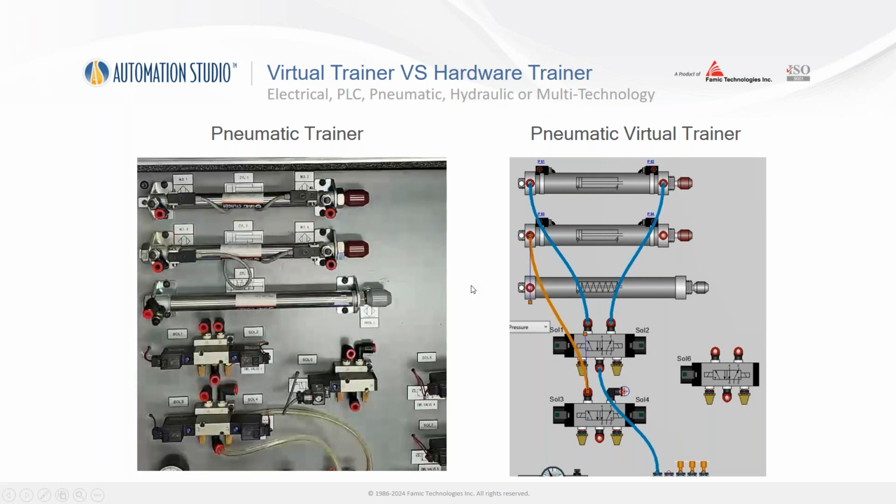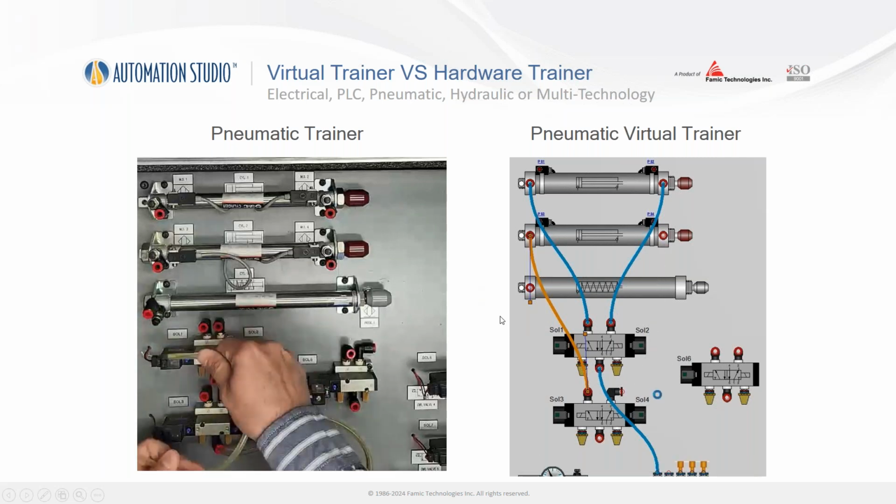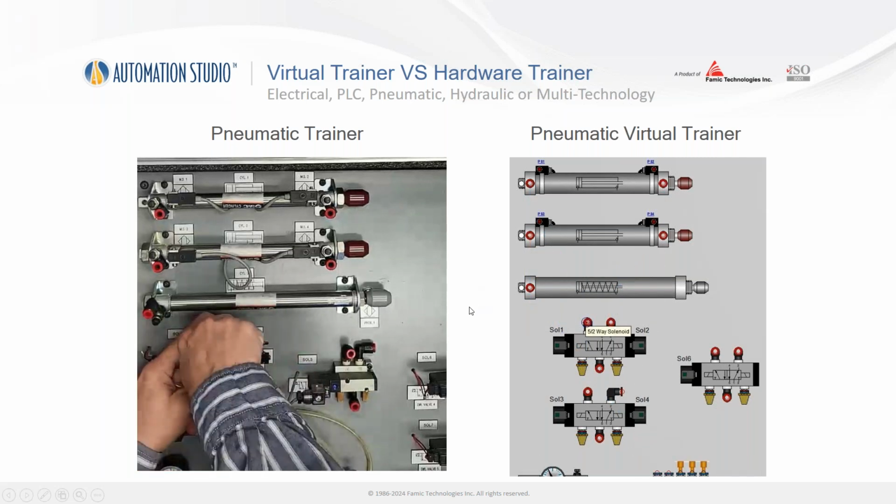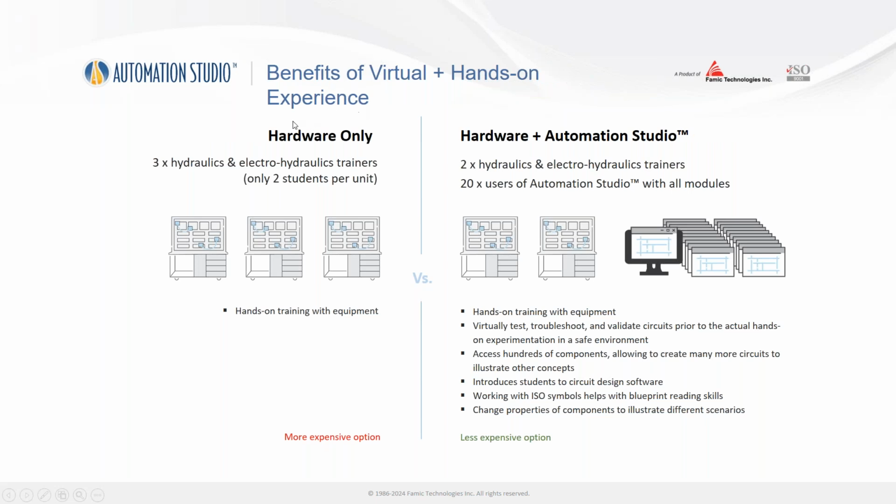Okay. So this video, I think, has given you a short idea about Automation Studio. From the benefit point of view, if we have only hardware, only 2 students per unit can work on the hardware. But if you have hardware plus Automation Studio with 2 hydraulic or electrotechnical hydraulic trainer kits, 20 users can also do the practicals. So it is a less expensive option than the hardware.